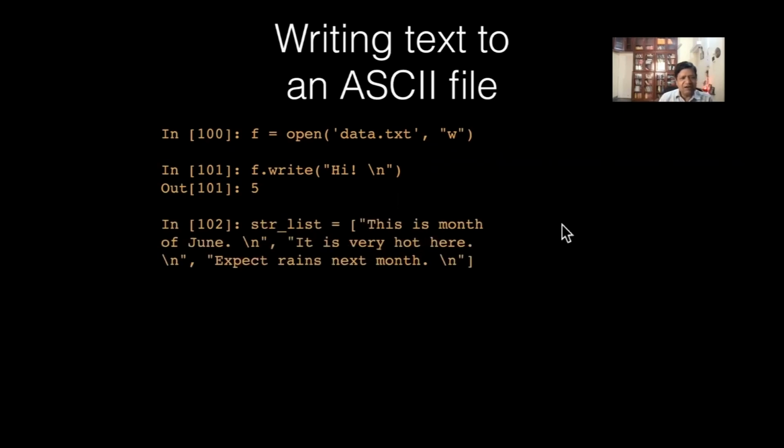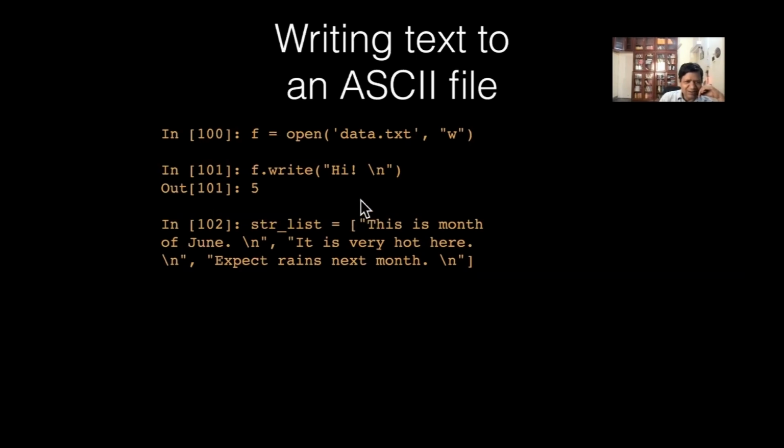Now, we can construct a list with more than 1 string. So it has 4 strings. So this is "month of June", line break. "It is very hot here", line break. "Expect rains next month", line break. So not 4, 3 strings. I can write this onto the file.